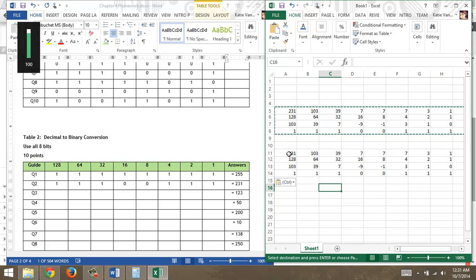Sometimes I'm math impaired, especially at 12:30 in the morning, so I like Excel.